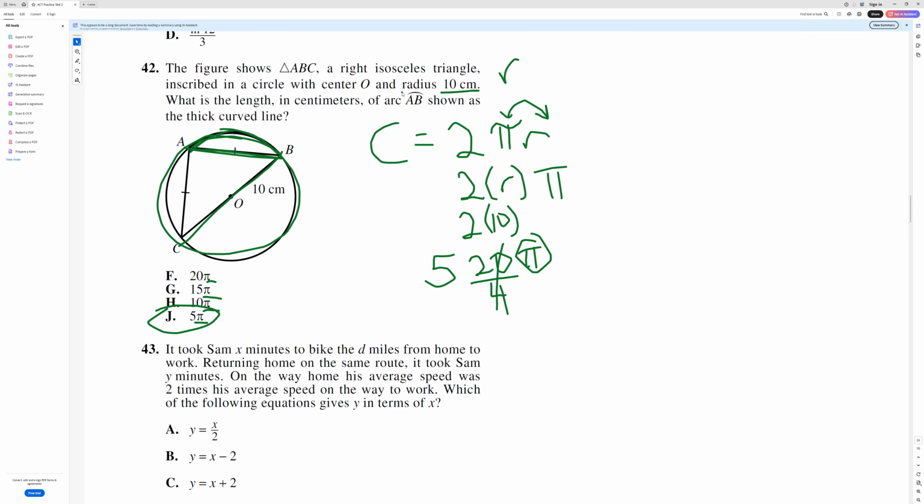Speed. Okay, speed is distance over time.